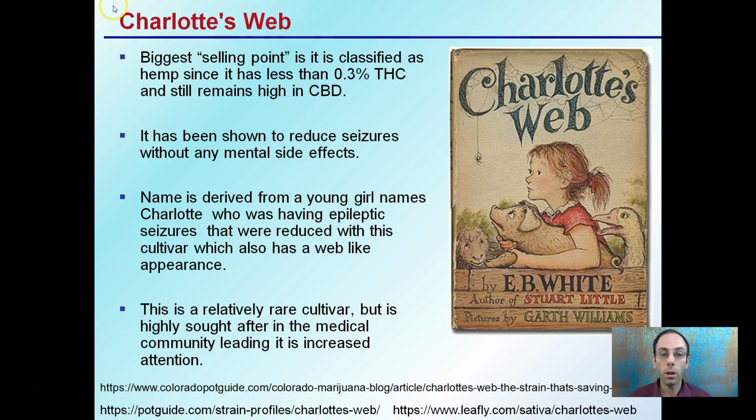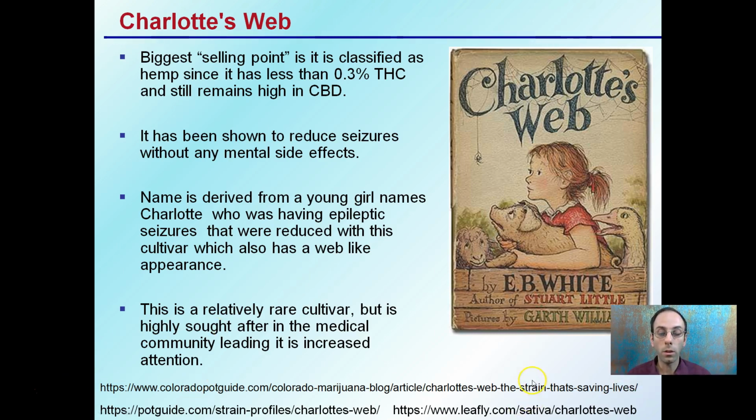Charlotte's Web is probably the one that gets the most attention. Its biggest selling point is that it's classified as hemp since it is less than 0.3% THC and also remains high in CBD. It has been shown to reduce seizures without any mental side effects. Its name is derived from a young girl named Charlotte, who was having epileptic seizures that were reduced with this cultivar, which has a web-like appearance. So Charlotte and Web, that's where it comes from. It's a relatively rare cultivar, but highly sought after in the medical community, leading to increased attention. I have some great links here to the article about it and more information about Charlotte's Web if you want to learn more.